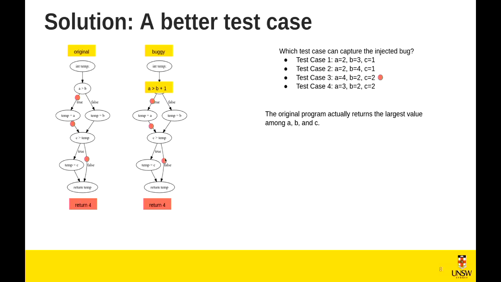So imagine we can add an assertion to check the return value, whether it equals to the largest number of A, B, and C, and this will not be able to find the bug here.